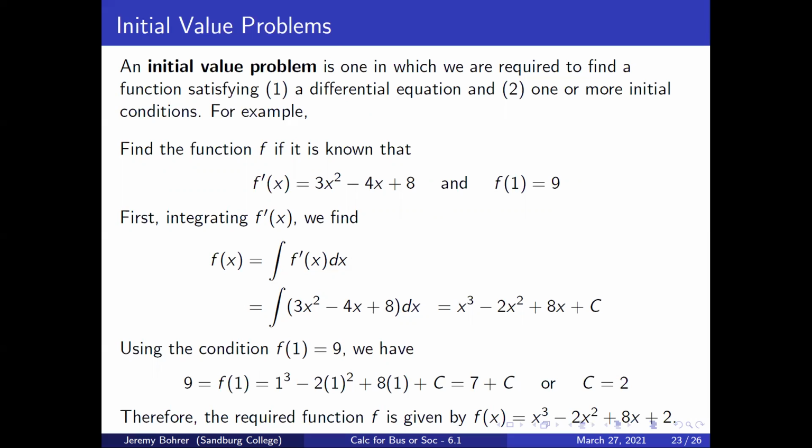First, integrating f prime of x, we find f of x equals the integral of f prime of x dx, which is the integral of 3x squared minus 4x plus 8 dx, which equals x cubed minus 2x squared plus 8x plus c. Using the condition f of 1 equals 9, we have f of 1 equals 1 cubed minus 2 times 1 squared plus 8 times 1 plus c, which is 7 plus c, or c equals 2. Therefore, the required function f is given by f of x equals x cubed minus 2x squared plus 8x plus 2.